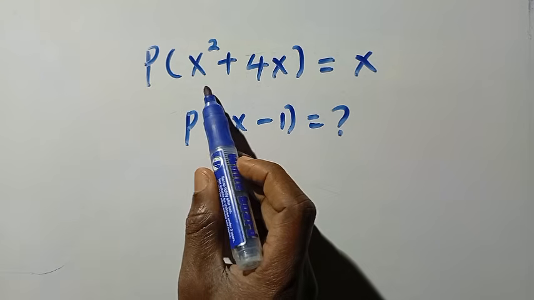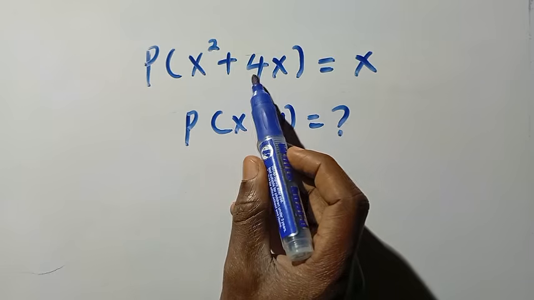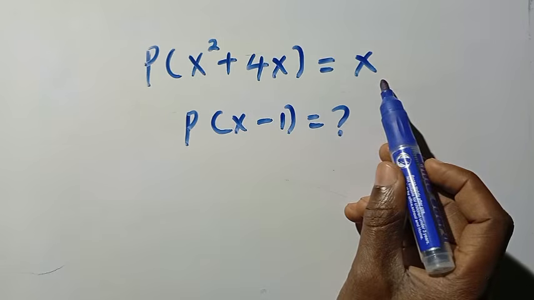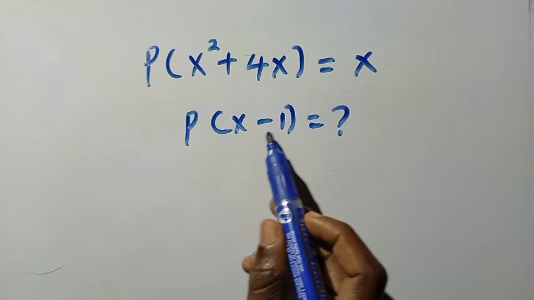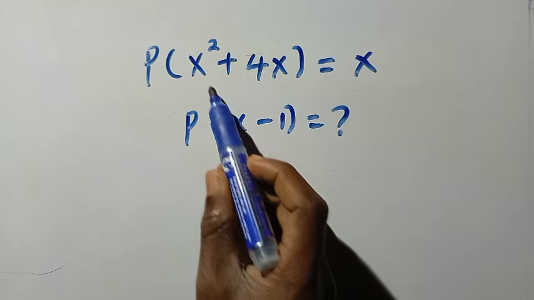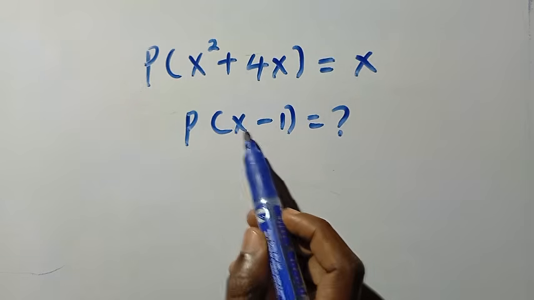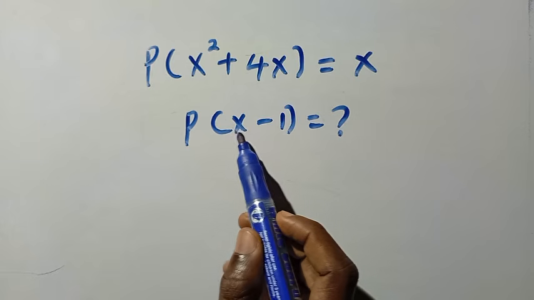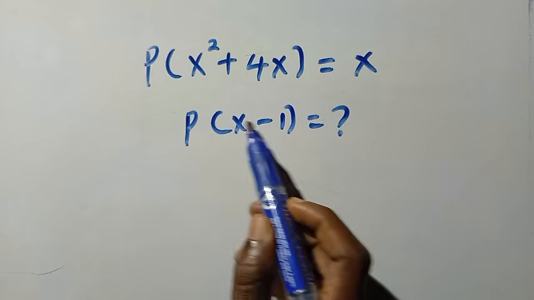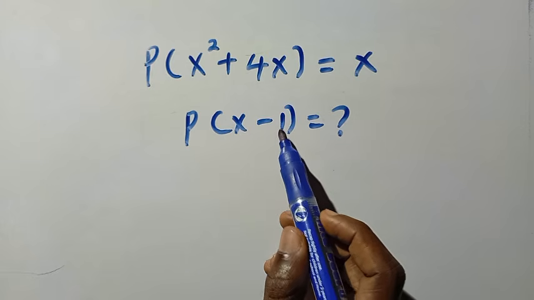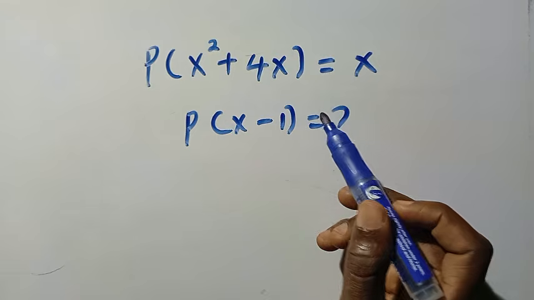We have P of x squared plus 4x equals x. And what is P of x minus 1? So these two domains contradict: here x squared is quadratic and there is a linear. But how can we achieve P of x minus 1 given these functions?